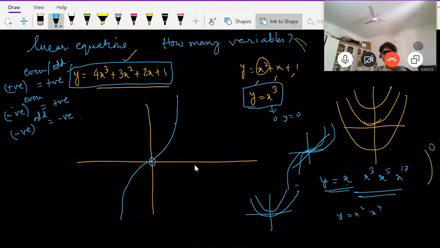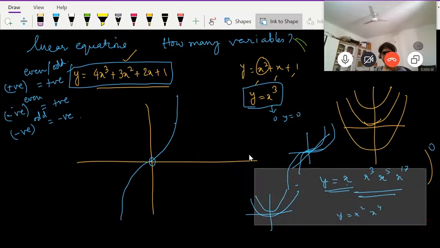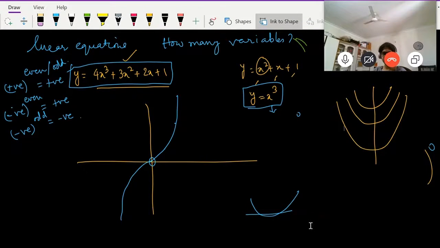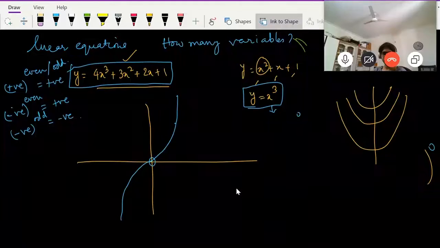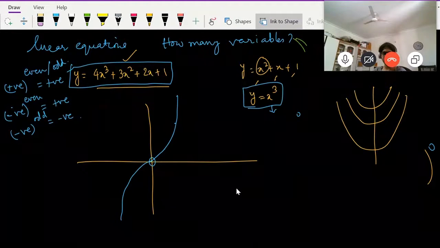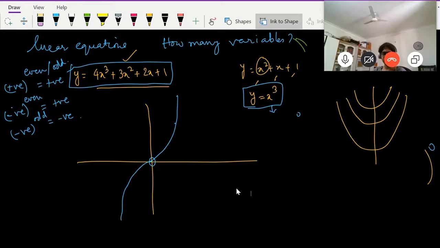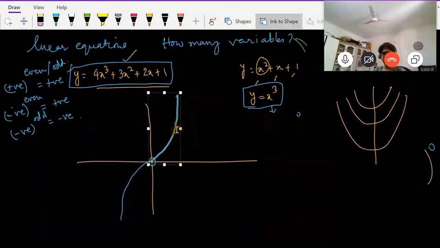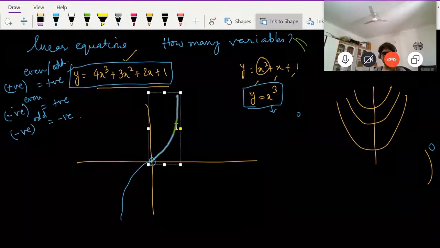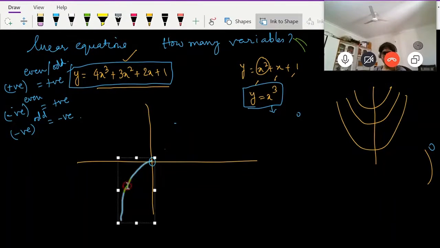Okay. So coming back to this particular case of 4x cubed plus 3x square plus 2x plus 1, how do we deal with this? Again, we can understand that there will be different cases like we saw for the quadratic function, right?